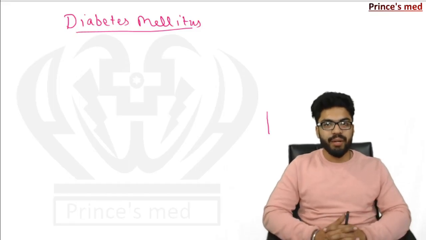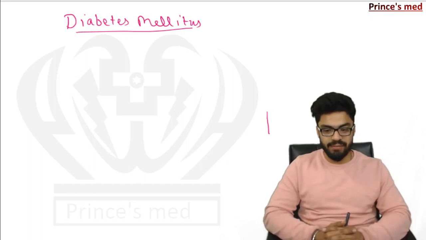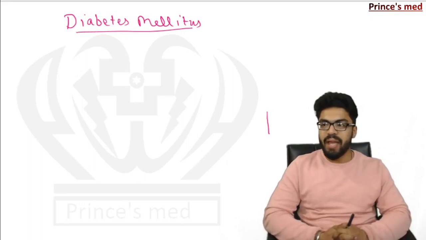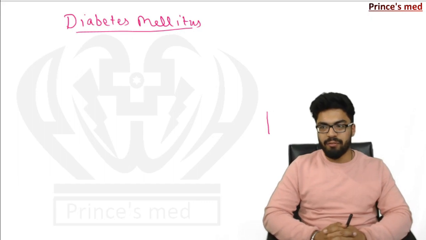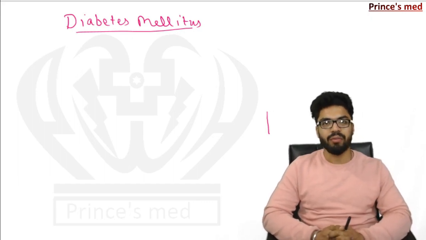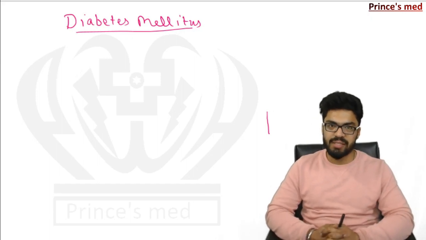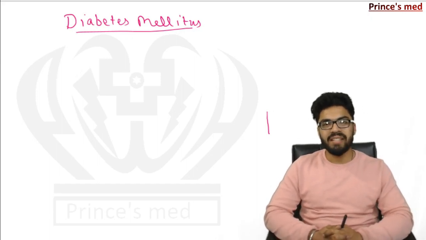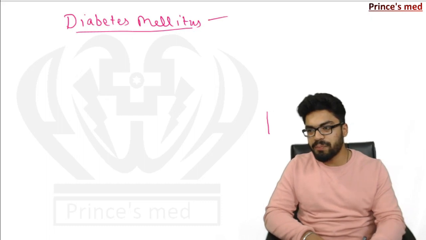Hello guys, today we are going to start with the most popular disease, which is diabetes mellitus. In diabetes mellitus we have several types, which we will see in the management of the complications of diabetes. And now we will see the major types, that are type 1 and type 2.